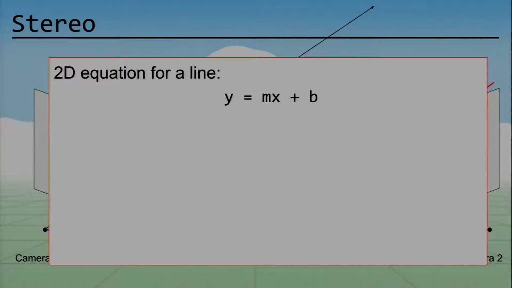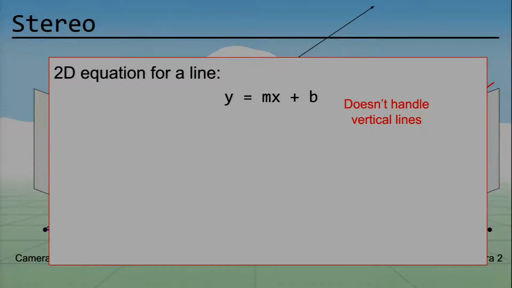Let's look at the equation for a line in 2D. So our epipolar line is going to be a 2D line. Normally, our equation for a line is this, y equals mx plus b. And this works pretty great when we're describing linear functions. But there's a problem with this when it comes to epipolar lines. Did anyone notice what the problem is? OK, I'll just tell you then. It doesn't handle vertical lines.